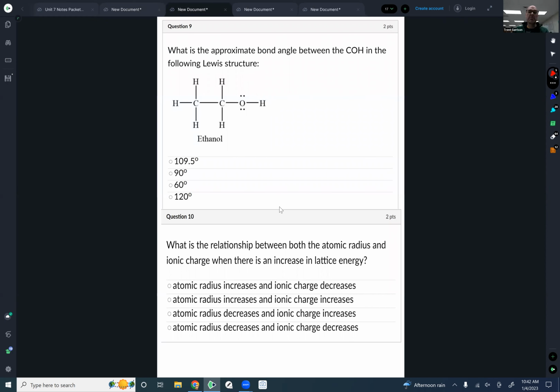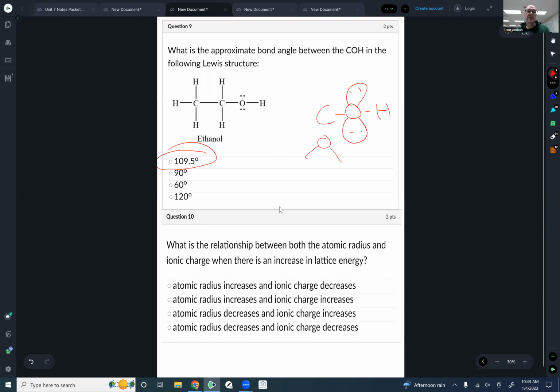What is the approximate bond angle between the C, the H, and the O in the following structure? So if we just look at what this is, making certain that you understand that that means that it is a bent structure. Now, it is a bent structure inside of 4, so that means it was tetrahedral. That means it's going to be approximately the 109-degree angle.